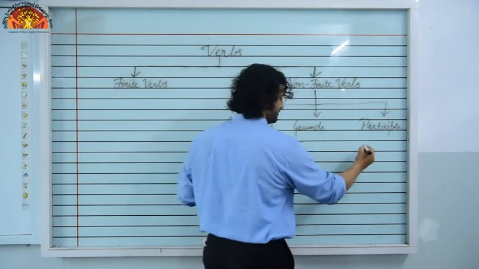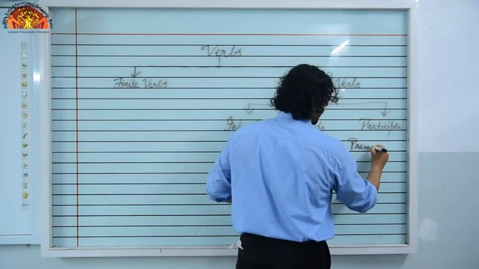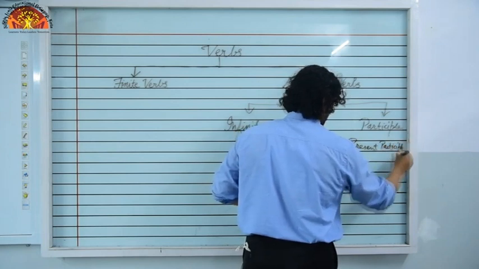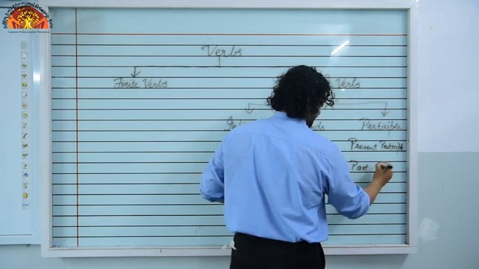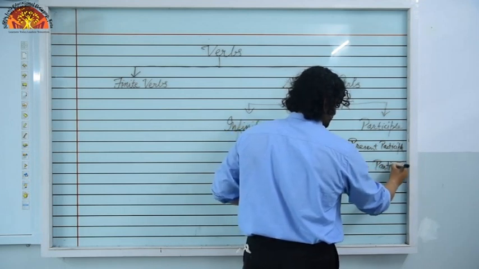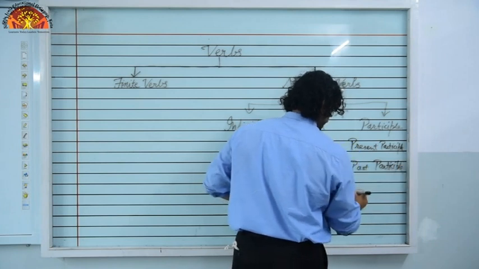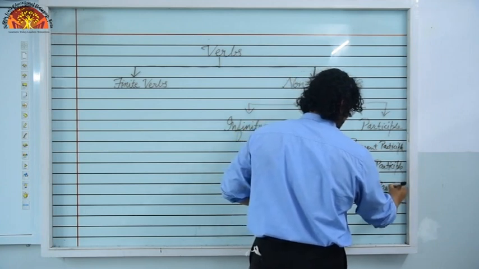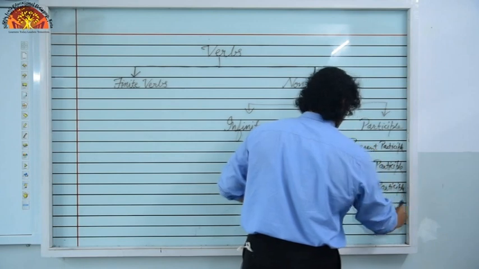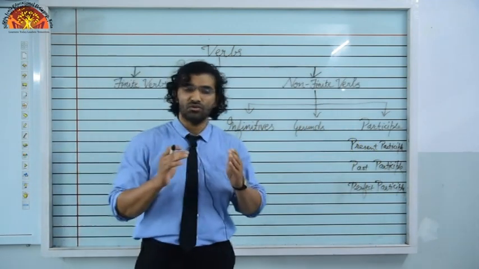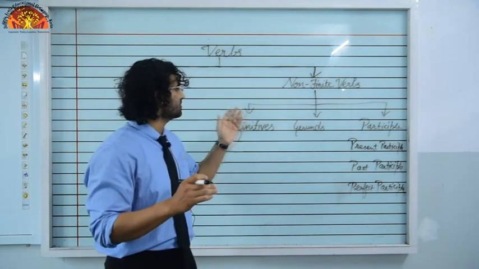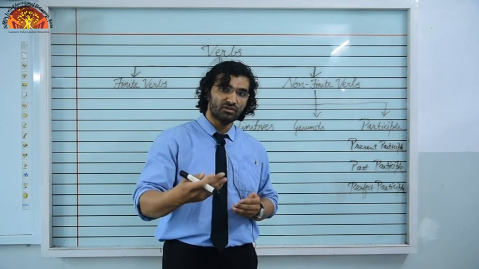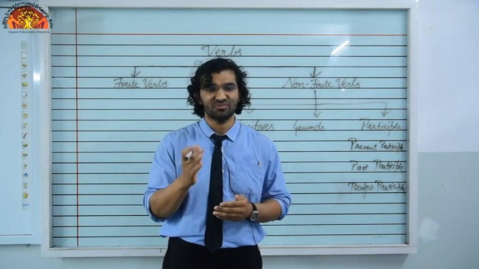Alright, so we are going to write here present participle, past participle, and perfect participle. We are going to do exercises also related to the topic that we have studied, and that's when we will be able to learn it more and in a better way. So please be with me, don't go anywhere.